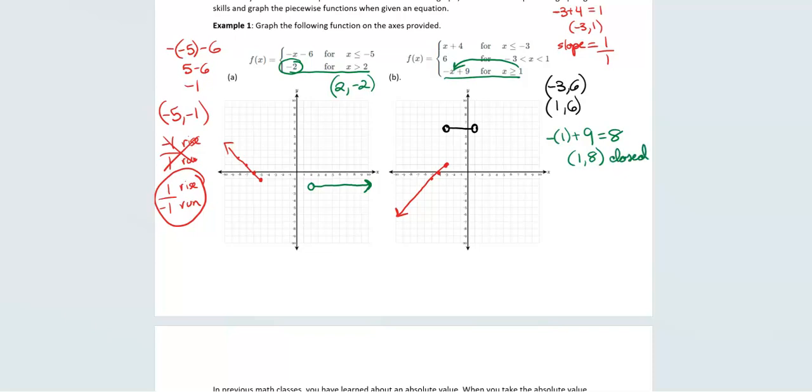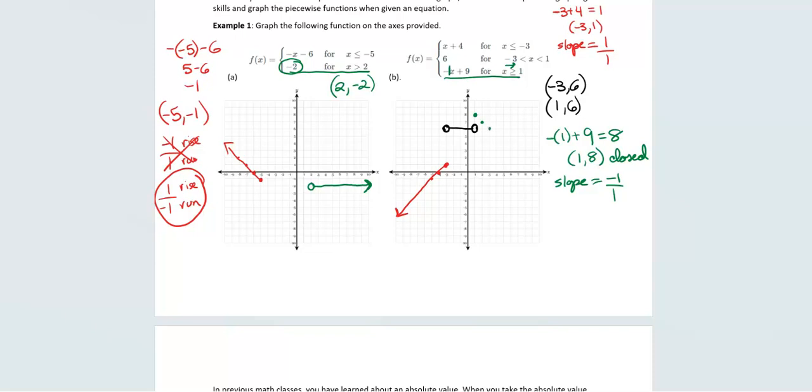So let's go to the point (1, 8) and draw a closed point. Now we're going to use the slope. The slope here is -1, because there's just that imaginary 1 right there. -1 over 1. And this time, because x is greater than 1, I'm going to go to the right of this point. So I'm going to go down 1, right 1.